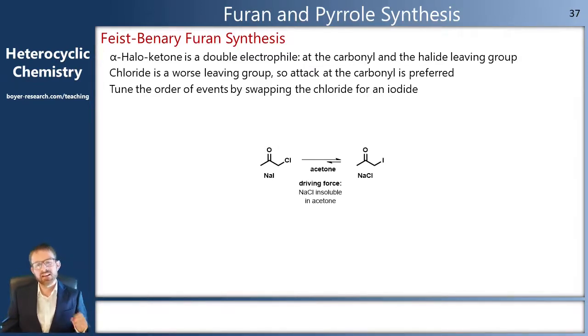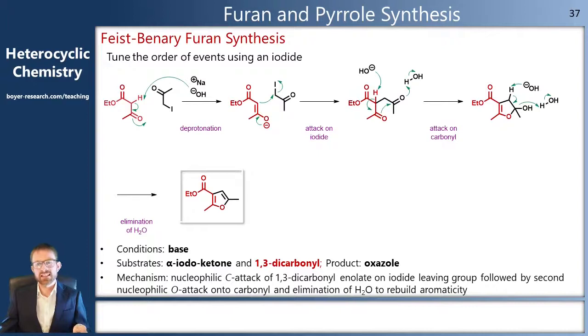If we take our alpha chloroketone and mix it with sodium iodide, then we'll get an equilibrium whereby the iodide displaces the chloride to make sodium chloride, which is insoluble in a solvent such as acetone, and also our alpha iodoketone. Now, because the iodine is now a better electrophile than the carbonyl, what we can see is the order of events has reversed.